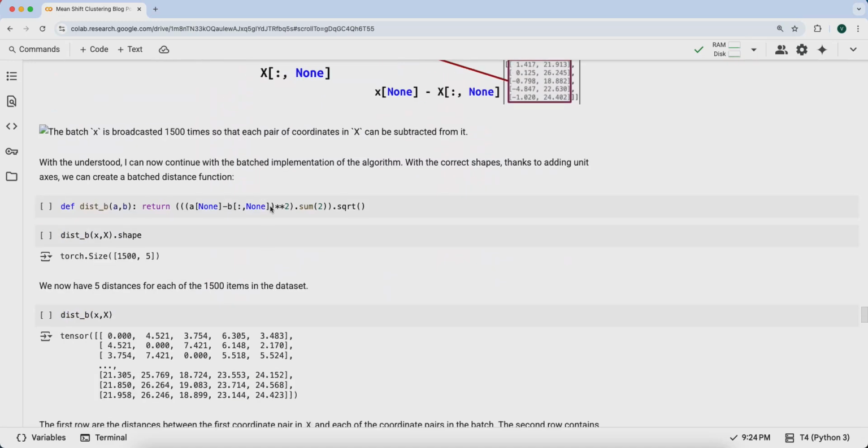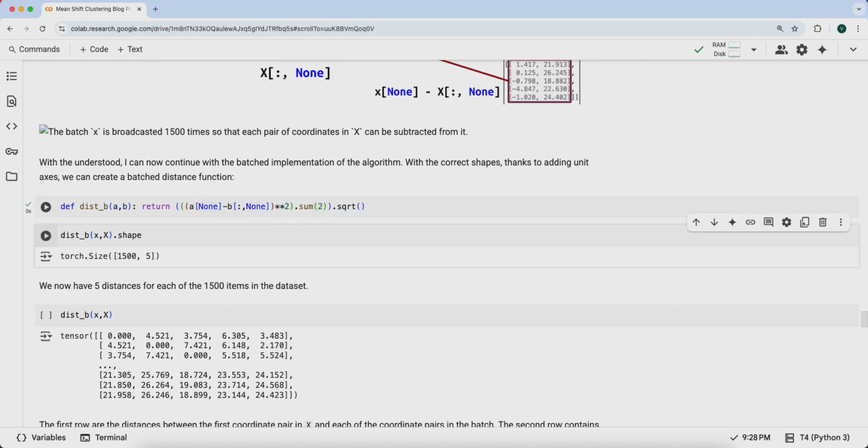All right, let's keep moving. So now I can wrap this in a function. Instead of my distance, I'm going to have batch distance. I'm going to have x with the unit axis added to the front, and then big X, the full data set, with the unit axis added to the middle. Take the subtraction of them, square them. We're now going to sum across the last dimension, and then we're going to take the square root. And the last dimension is the 2 coordinate pairs.